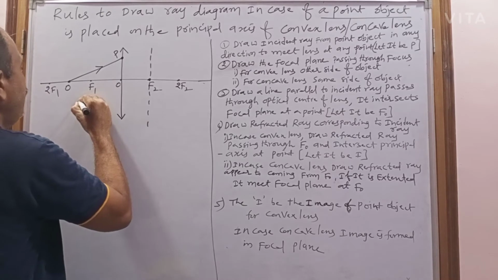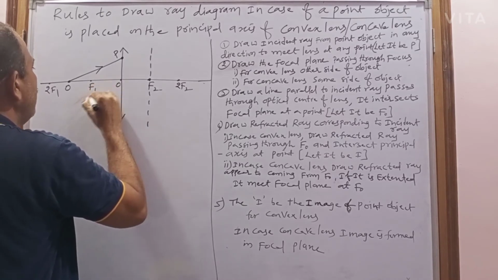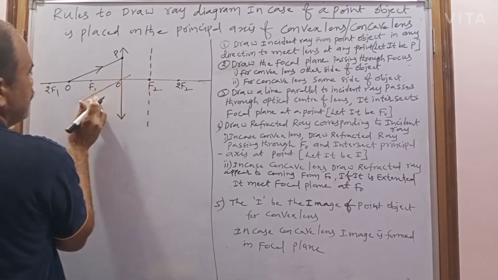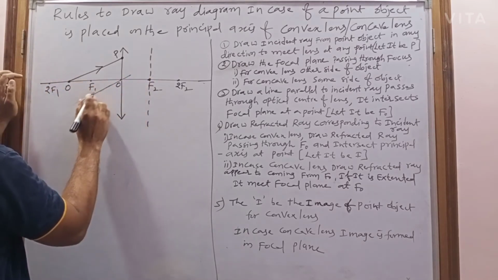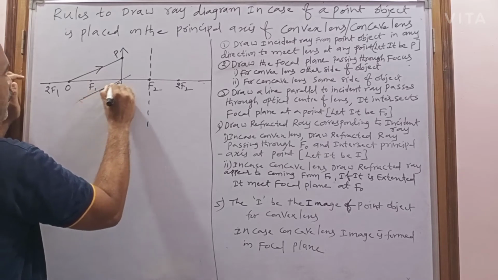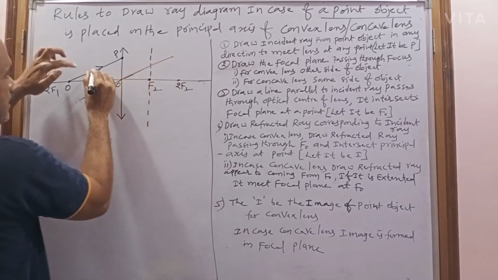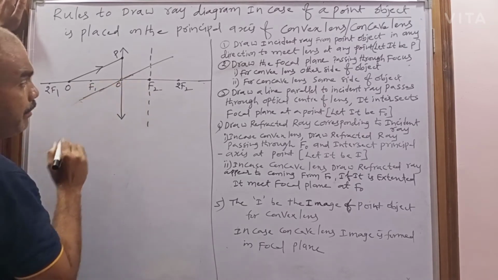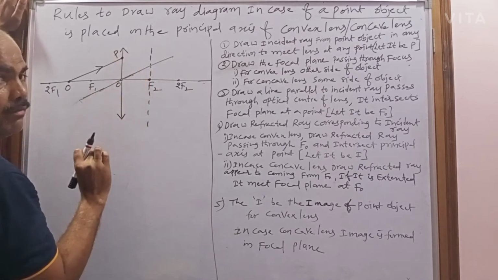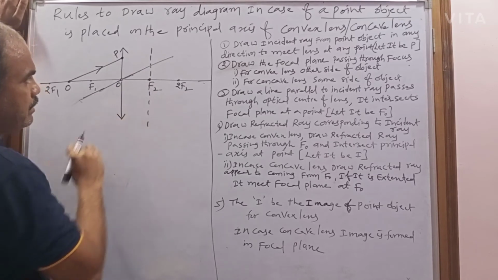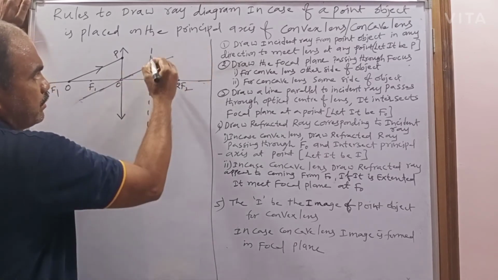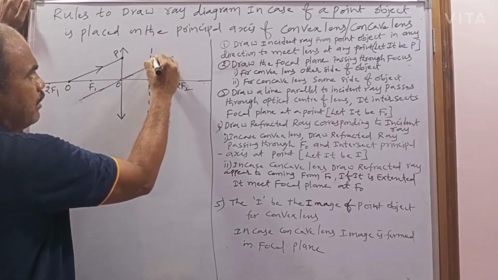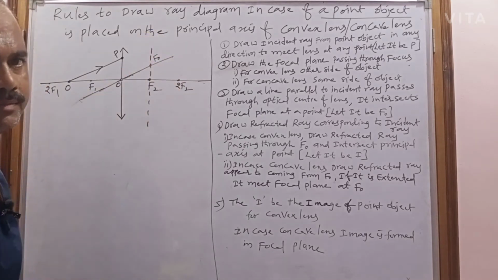So now I am drawing a line. So this is a line that is exactly parallel, it must be parallel to this incident ray. And this line passes through what? The optical center of the convex lens. When you draw that line, it will intersect the focal plane somewhere. So that point will be considered f0.